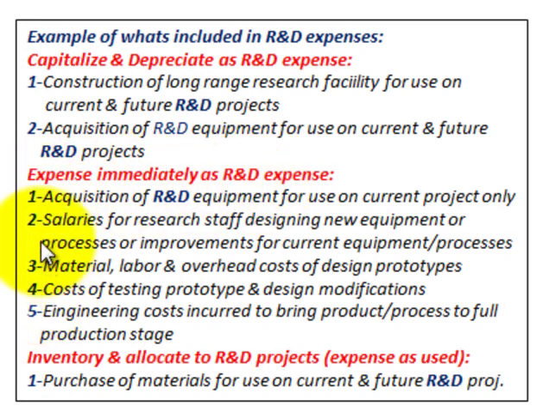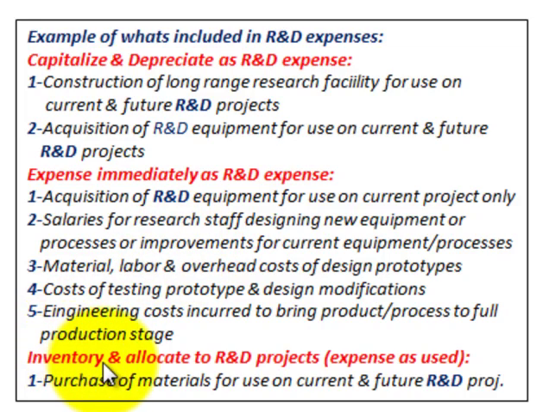Now, expense immediately as R&D expenses. So look at our 5 items here. Number 1, acquisition of R&D equipment for use on the current project only. So it's just used on the current project. And number 2, salaries for research staff designing new equipment or processes or improvements to the current equipment or processes. 3, materials, labor, and overhead costs for the design of prototypes. 4, costs for testing, prototype, and design modifications. Number 5, engineering costs incurred to bring the product or process to the full production stage. So these are the items that would be expensed immediately as R&D expense on our income statement.